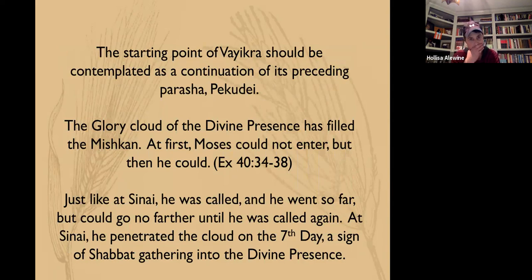So the starting point of Vayikra, which means and called. Again, it's supposed to be contemplated, even though there's a pause in between Shemot and Vayikra. It's to be contemplated as a continuation of Pekudei, even though it presents us with a pause, because it's a new book.